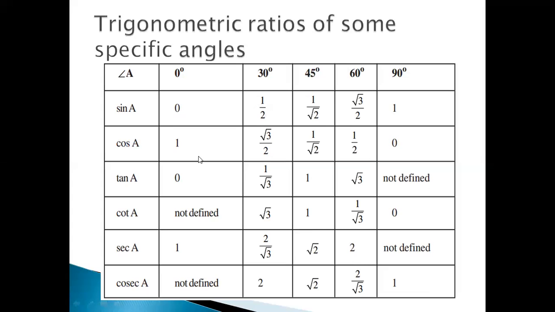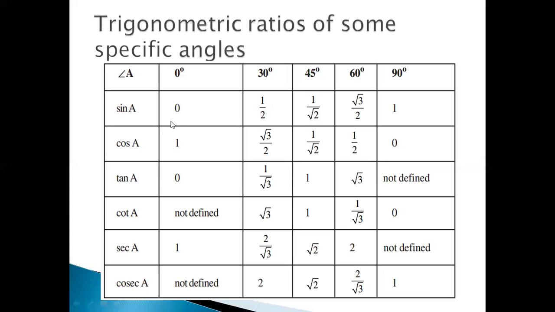See, in place of 90 here, 1 is there, and 0. Reverse order you write: 1, root 3 by 2, 1 by root 2, 1 by 2, and 0 here, last 0. That means all sine values you write in the reverse order, you'll be getting all cos values. Got it, children? Now, tan is nothing but sine by cos.